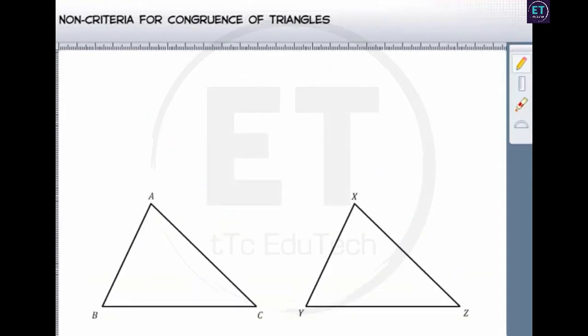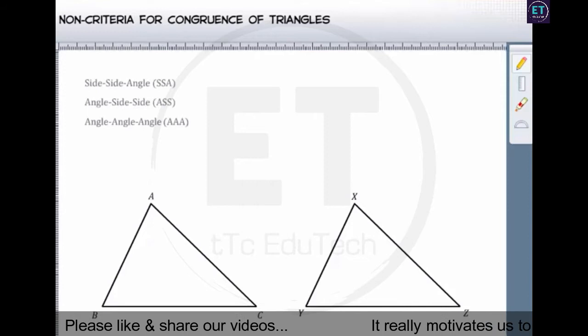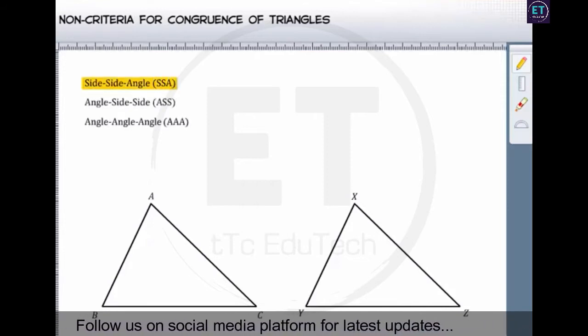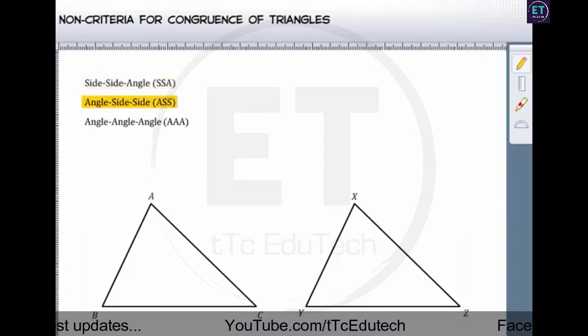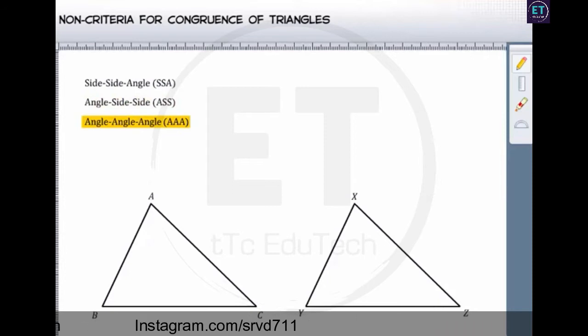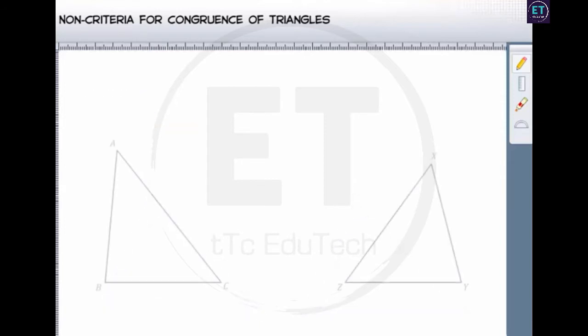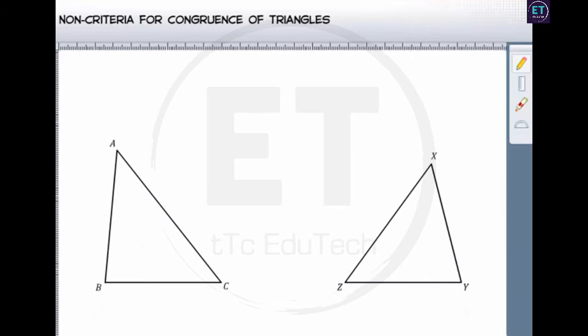As you've seen, we say two triangles are congruent if at least three parts of one triangle are equal to the corresponding three parts of the other triangle. But this is not always true. For example, side-side-angle or SSA, angle-side-side or ASS, and angle-angle-angle or AAA are not sufficient to prove the congruence of two triangles. Let's look at some examples to understand it better.